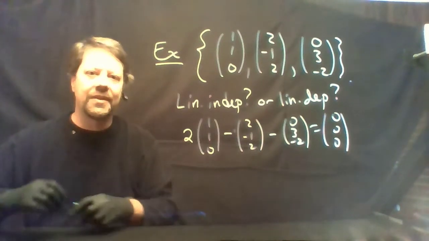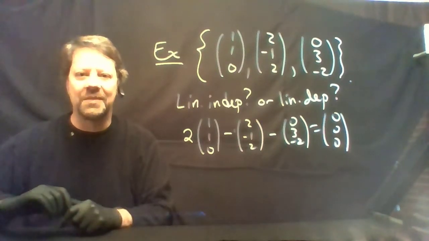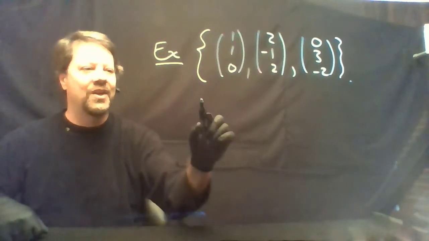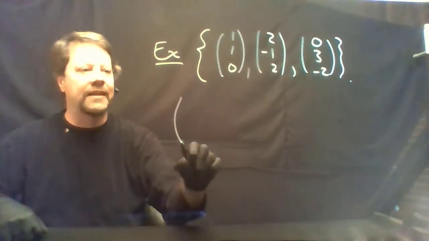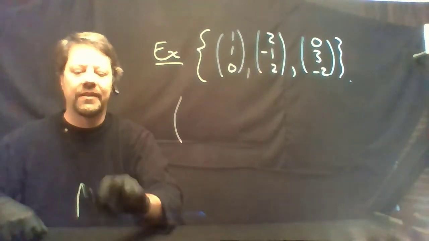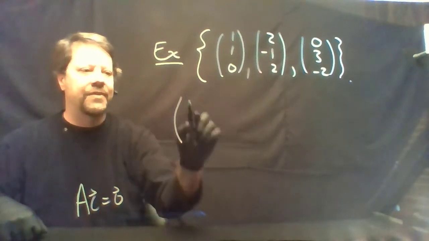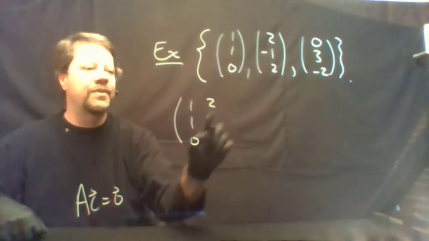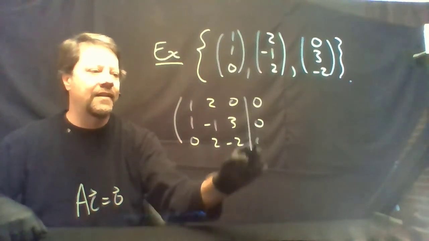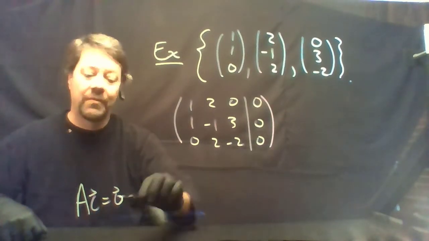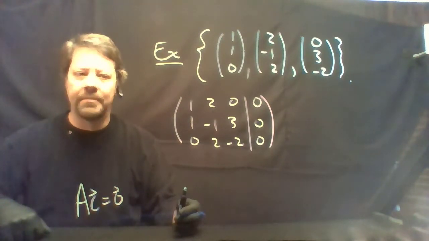However, I want to do this a different way so you can see what to do if you can't see it by inspection. As we know, we're supposed to have some kind of linear combination that gives you the zero vector, which is equivalent to solving a matrix equation AC equals 0. A would be the matrix with columns 1, 1, 0, 2, negative 1, 2, 0, 3, negative 2, and then we can make an augmented array with all zeros on the other side. All we have to do is find the reduced row echelon form.